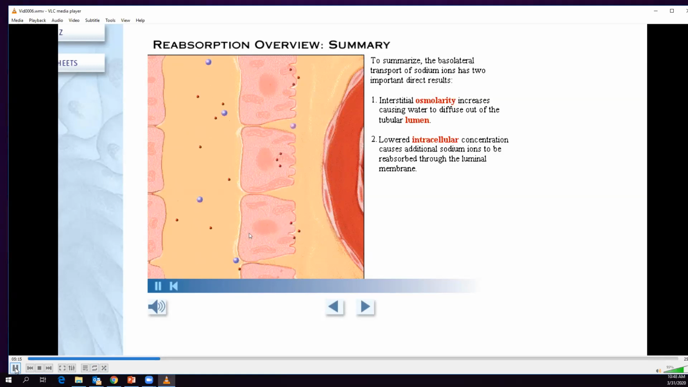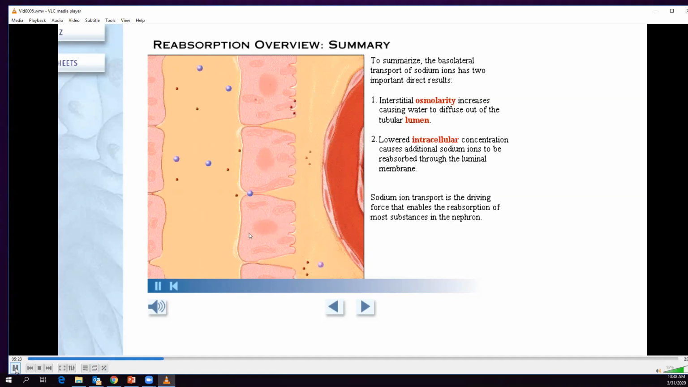This provides more sodium ions to be actively transported and enables the cycle to repeat. In addition, as we will see in the following pages, sodium ion transport enables the reabsorption of most substances in the nephron.